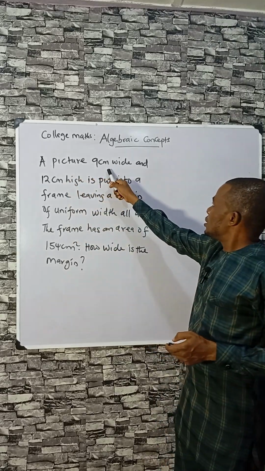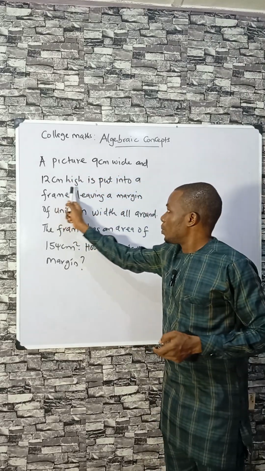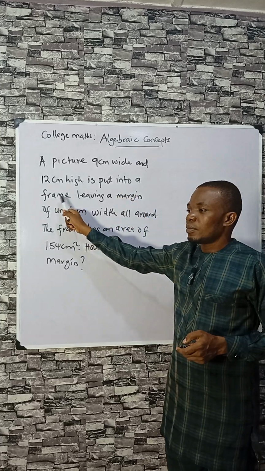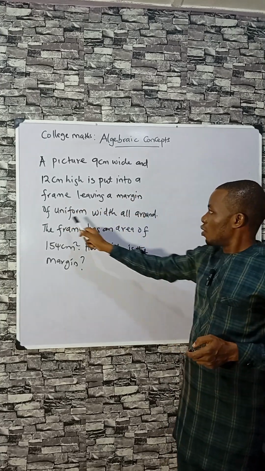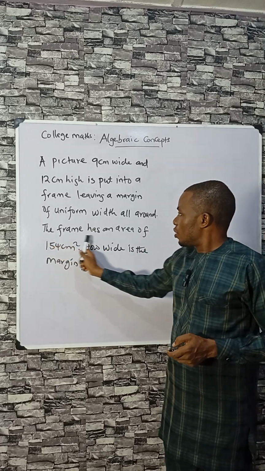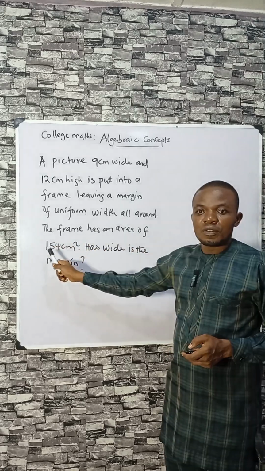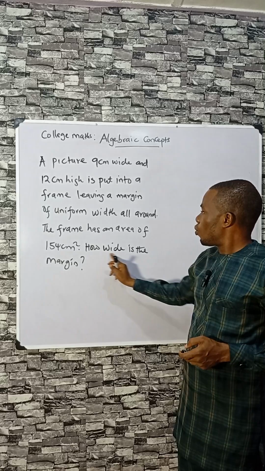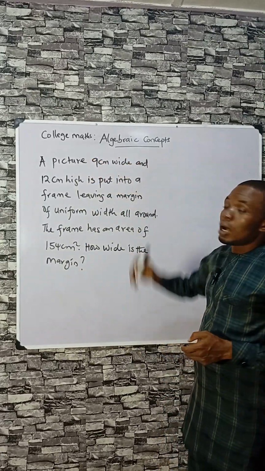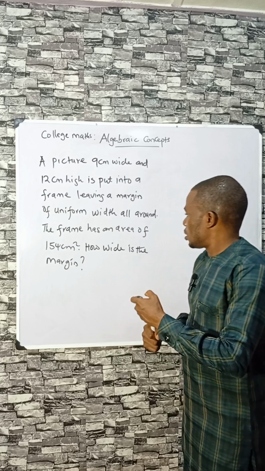A picture 9 cm wide and 12 cm high is put into a frame, leaving a margin of uniform width all round. The frame has an area of 154 cm squared. How wide is the margin? This is college mathematics. The topic is algebra concept.